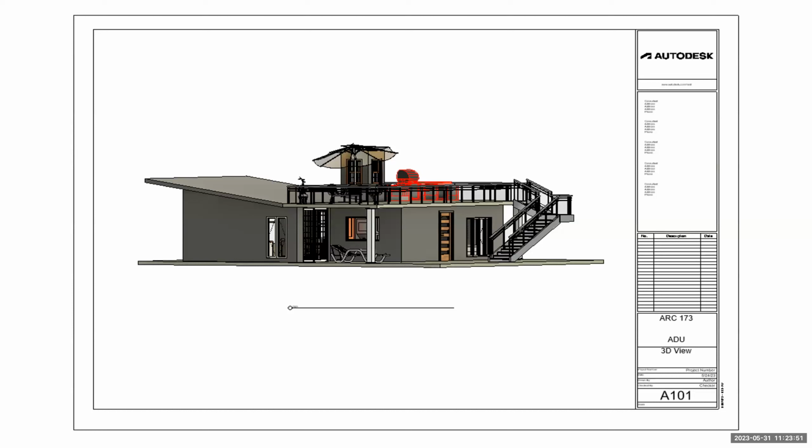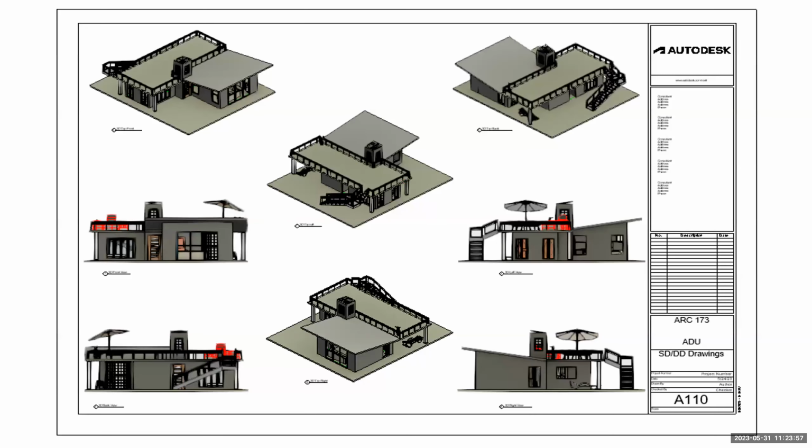And this is my ADU. I put a 3D view, axonometric view of my model. These are my design development images of my ADU. You have the front side view, back side view, and then you have left side view, right side view, and you have some axonometrics there. Views from the top back, top right, top left.